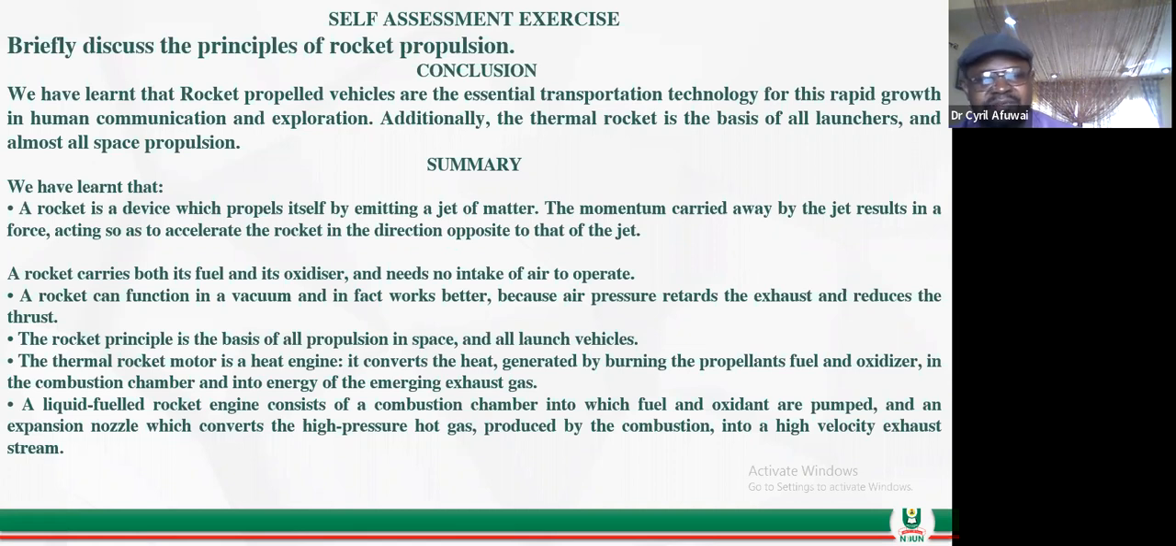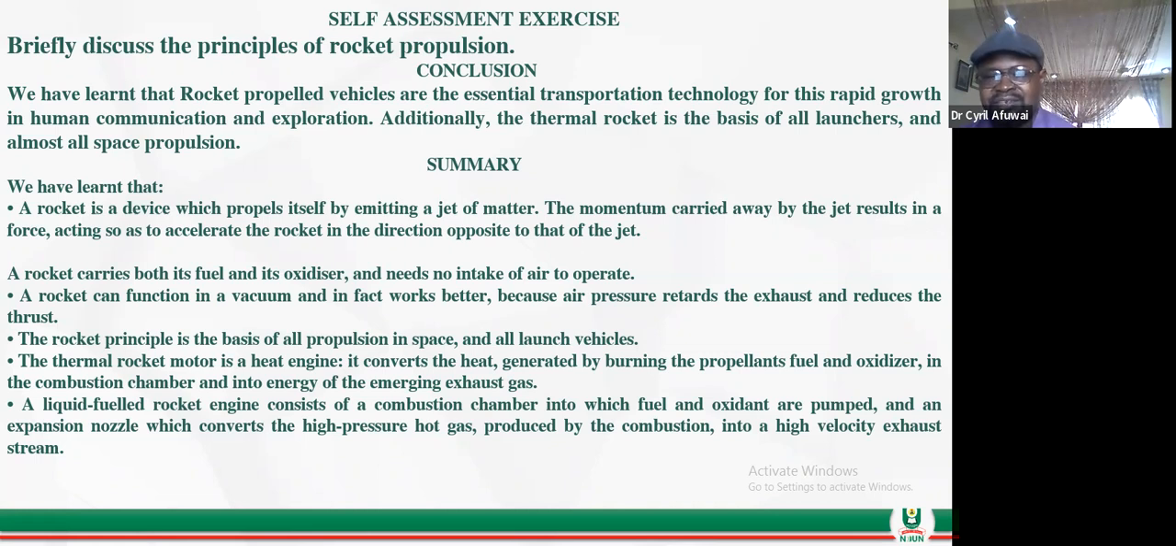Now, we also learned that a rocket carries both its fuel and its oxygen, and needs no intake of air to operate. So a rocket can function in a vacuum, and in fact works better in a vacuum because air pressure retards the exhaust and reduces the thrust. Now, the rocket principle is the basis of all propulsion in space and all launch vehicles.